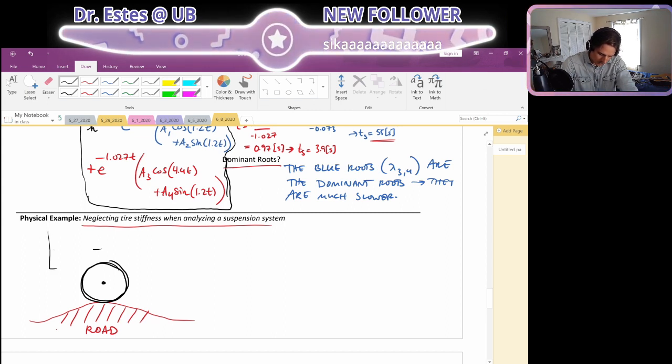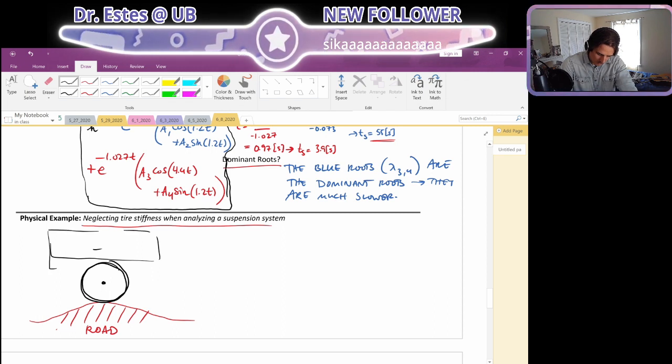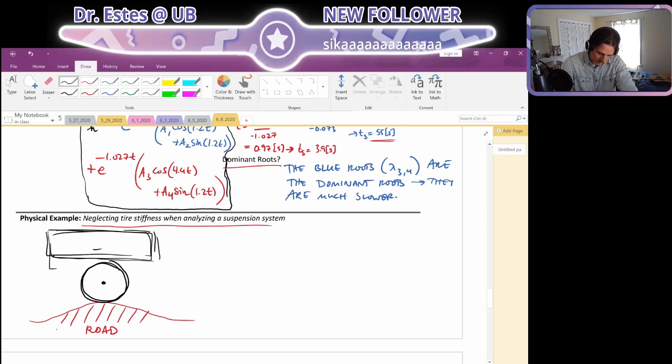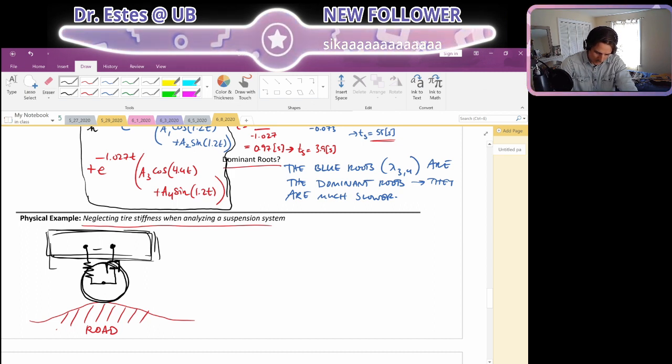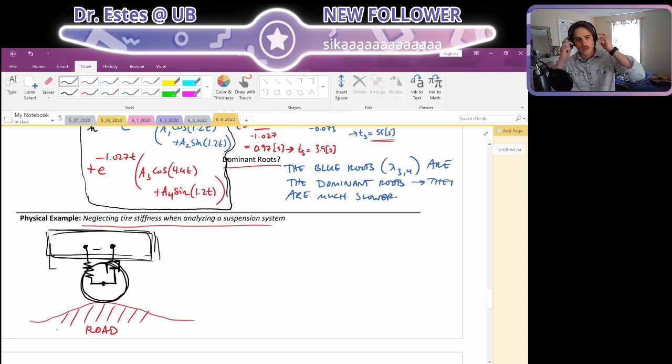You have your sprung mass. Let's just draw it like this. So you have like a spring, you have a damper, and these help to absorb some of the forces between the road and the car.